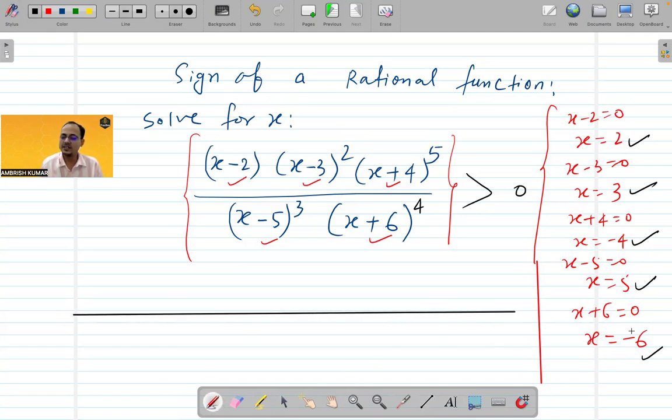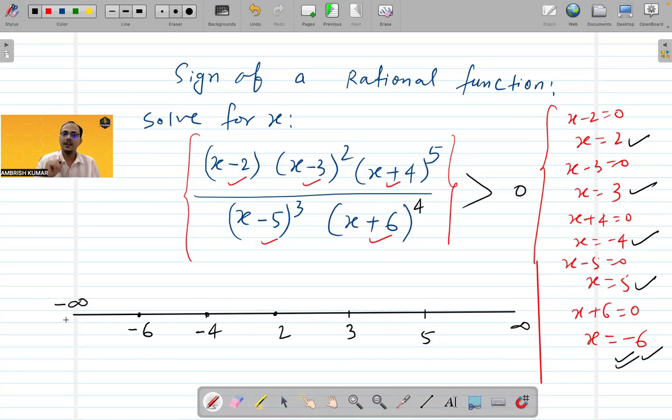So look, the smallest number is negative 6. So first you have to write the negative 6. After that, you will be having the number negative 4. Then you will be having the numbers 2, 3 and 5. So 2, then 3 and then 5. It's going up to infinity, and on the left, it's going up to negative infinity.